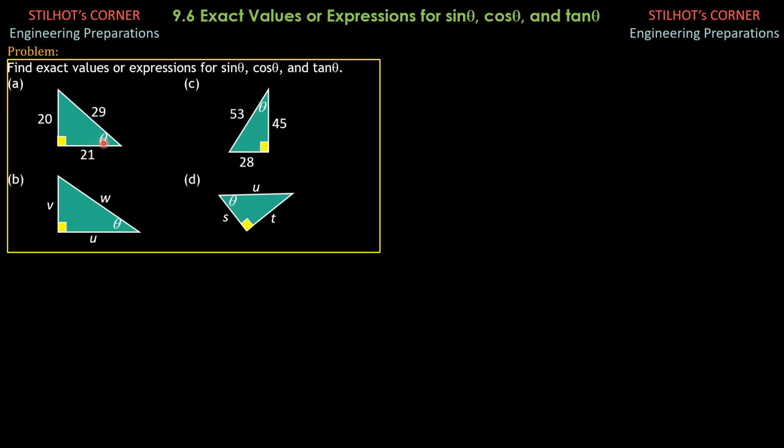So therefore, sine theta: opposite is 20, hypotenuse is 29, so it is 20 over 29 from the figure. And for cosine theta, it is adjacent side 21 over hypotenuse 29, so 21 over 29. And for tangent theta, opposite over adjacent, so tangent theta is 20 over 21.